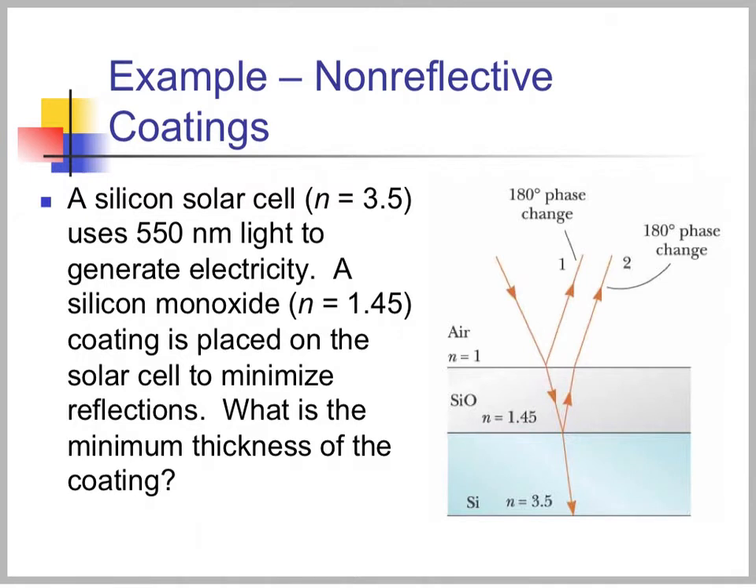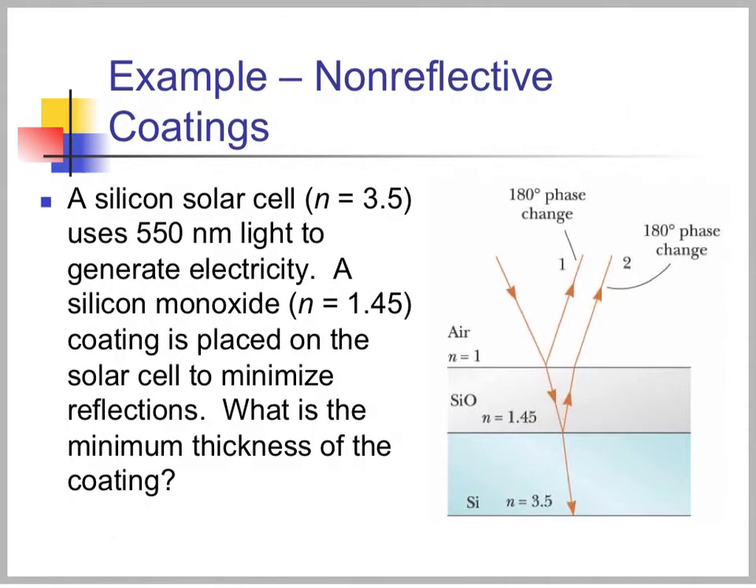So first, let's look at the conditions. As light comes in from air onto the silicon oxide, the reflected light has a 180-degree phase change because the n is going from low to high. Then after the thin film here, we get another reflection, and again I get a 180-degree phase change because I'm going from a lower index of refraction to a higher index of refraction. There's no phase change as I move through the boundary, only when I'm reflected on a boundary. So now I'm looking at the thickness here to determine the number of wavelengths that I need.